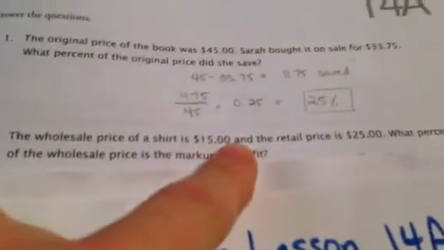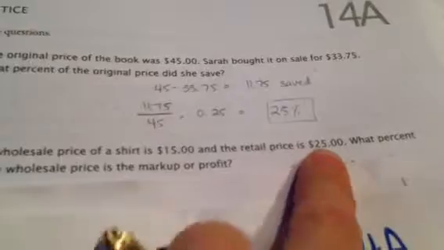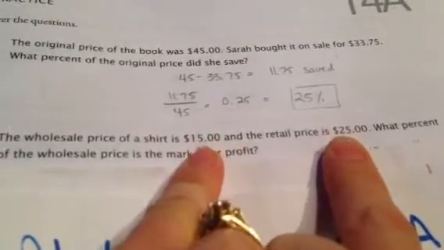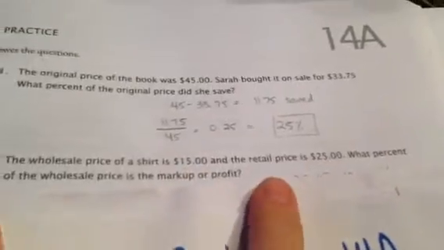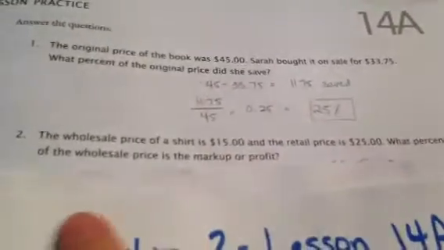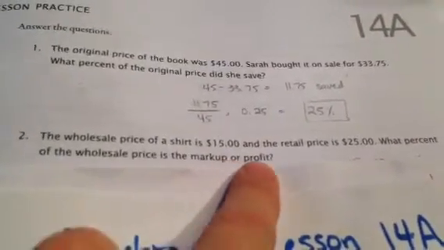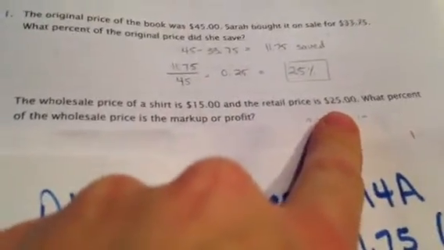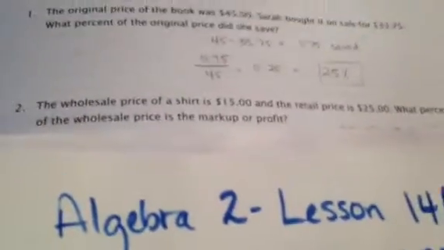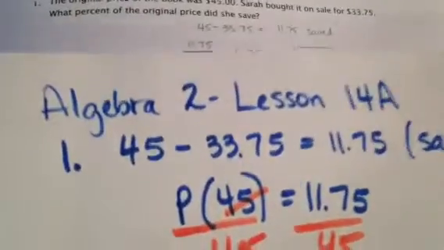The wholesale price of a shirt is $15 and the retail price is $25. So this is pretty simple. You can see that they marked it up, because it wants to know what percent of the wholesale price is the markup or the profit. Now, this one is really simple, but I want you to get in the habit of showing your work. So what I would do is find the markup. This takes seconds.